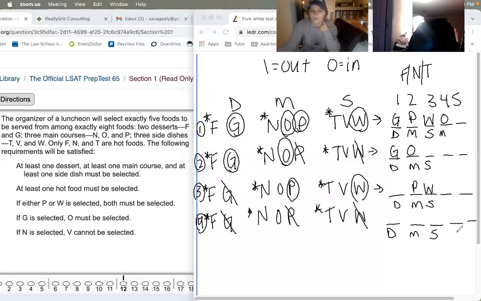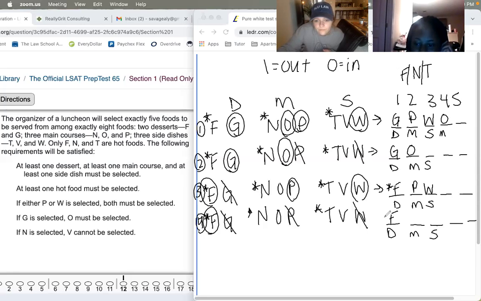However, I want to look at the third world and the fourth world because we can make an inference. What can we infer between world 3 and 4? So for world 3 and 4, since we do not have G, that means we have to have F. Yeah! Which is great because that's one of our hot foods. So within those worlds, we can check off we have one of our hot foods. All right, I don't think I'm missing anything else. I think we're good there.